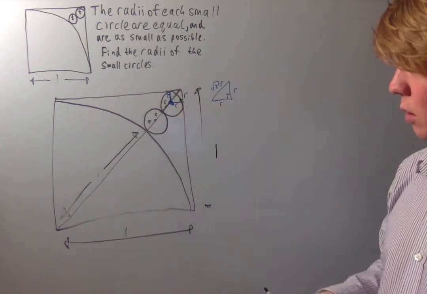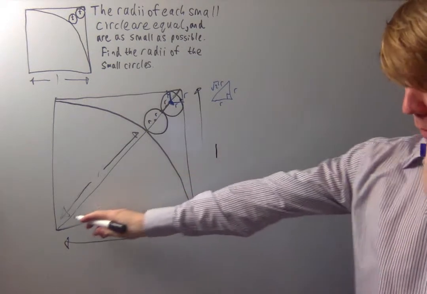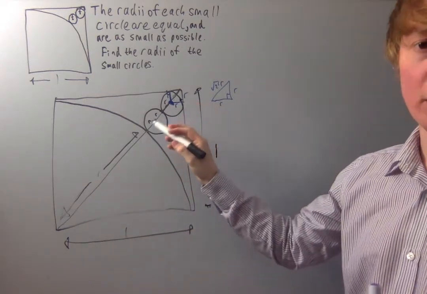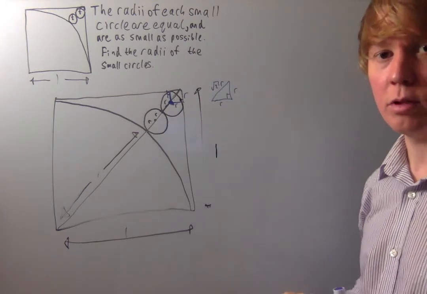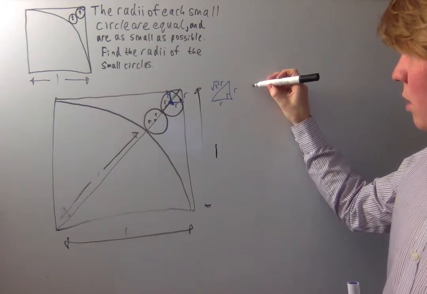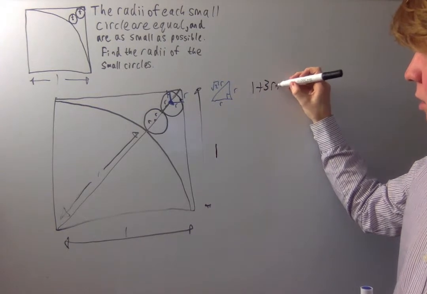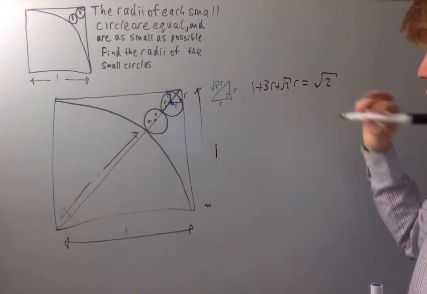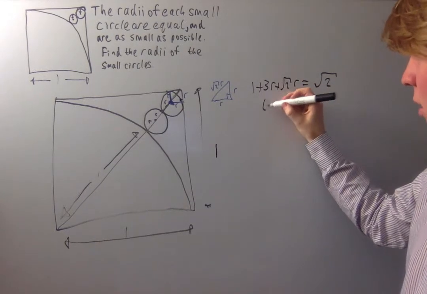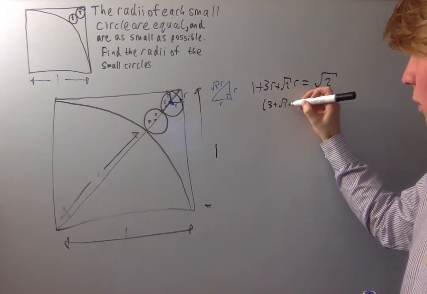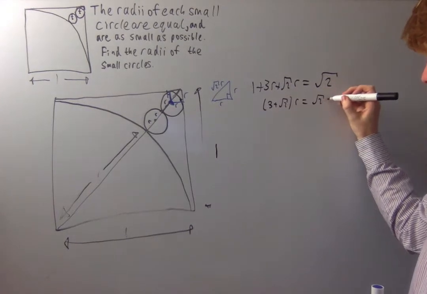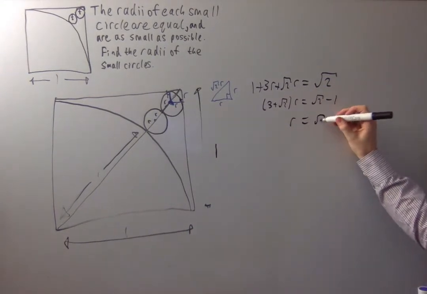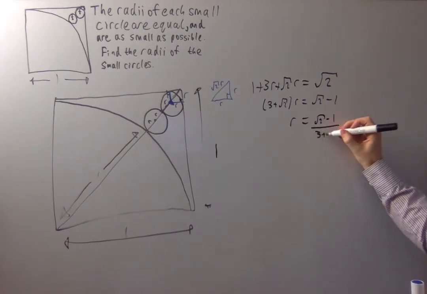Okay, so what have we shown here? We know that this total length is the square root of 2, and we know that we've got r plus r plus r plus root 2 r. So we can say that 1 plus 3r plus root 2 r is equal to root 2, and then we can rearrange here to find the value of r. So we write r is (root 2 minus 1) over (3 plus root 2).